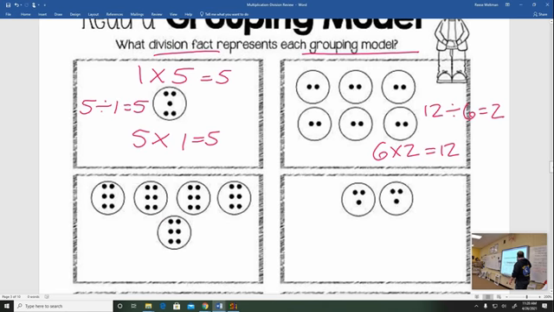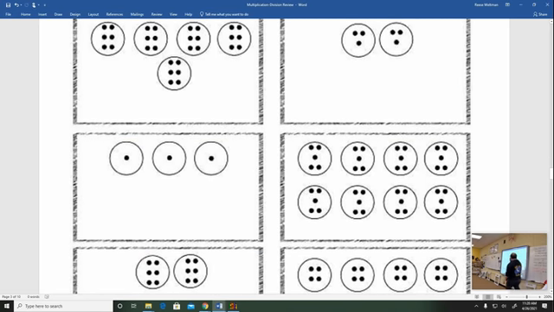What about this one here, though? How many dots do we have? We have 1, 2, 3, 4, 5 circles with how many dots in them? How many dots in each circle? Aiden?